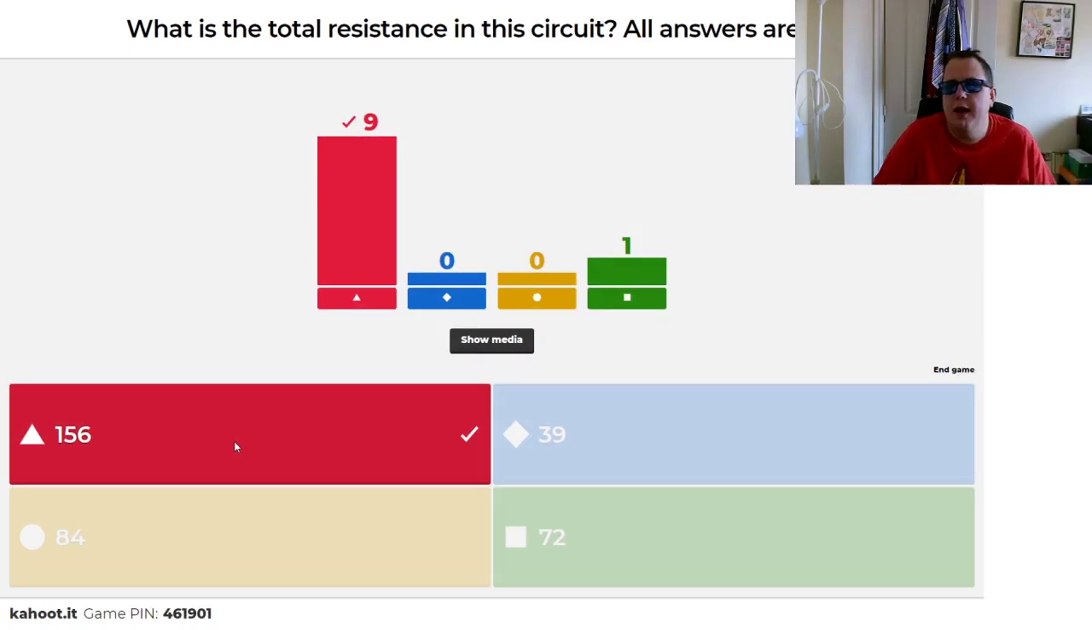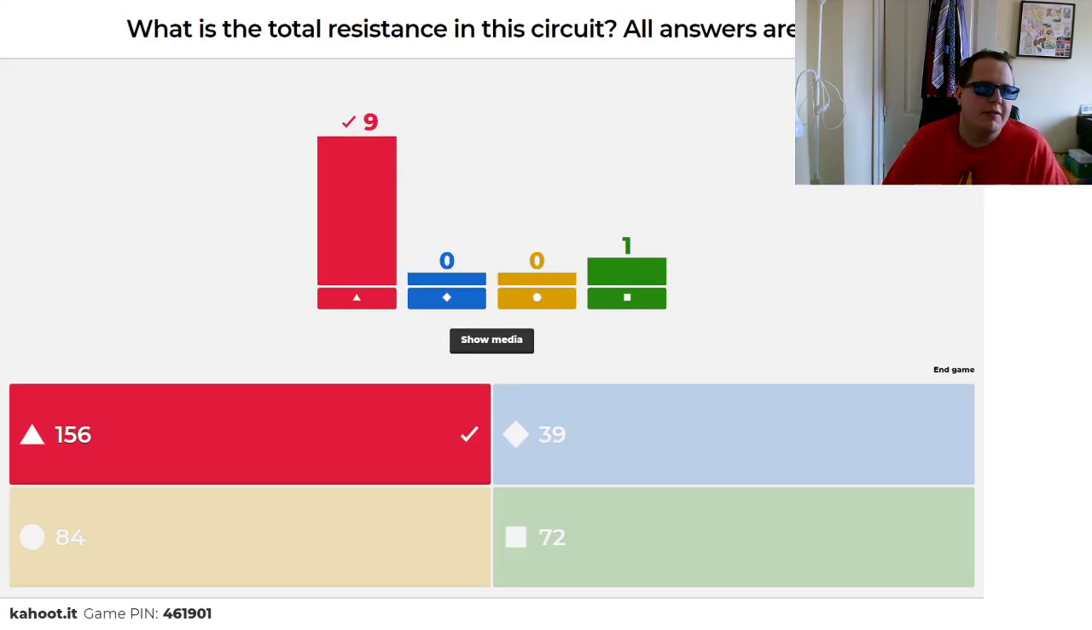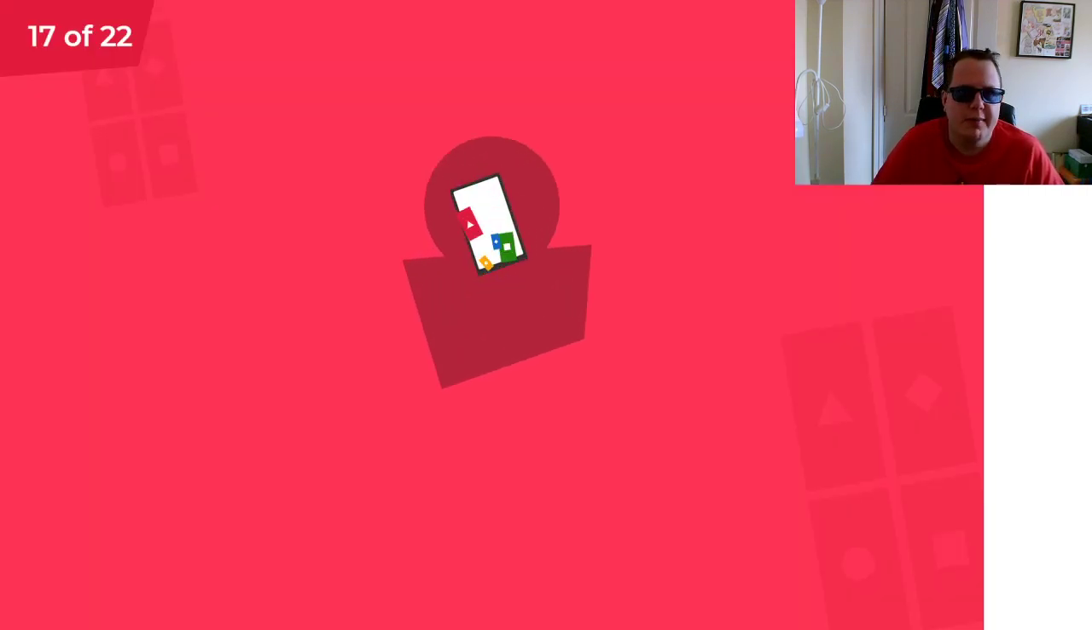Yeah, well done. All of you bar one know that in series we add the two together, so 72 plus 84 comes to 156. So yeah, well done. So our top 2 are the same, or top 3 are the same. Getting quite close at the top now.